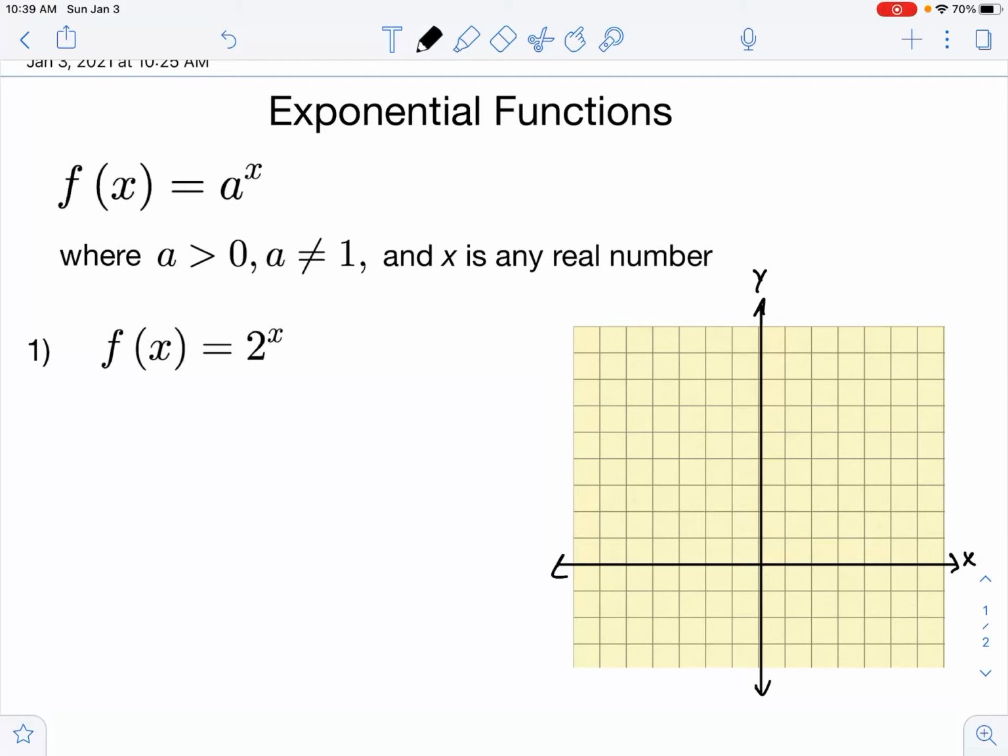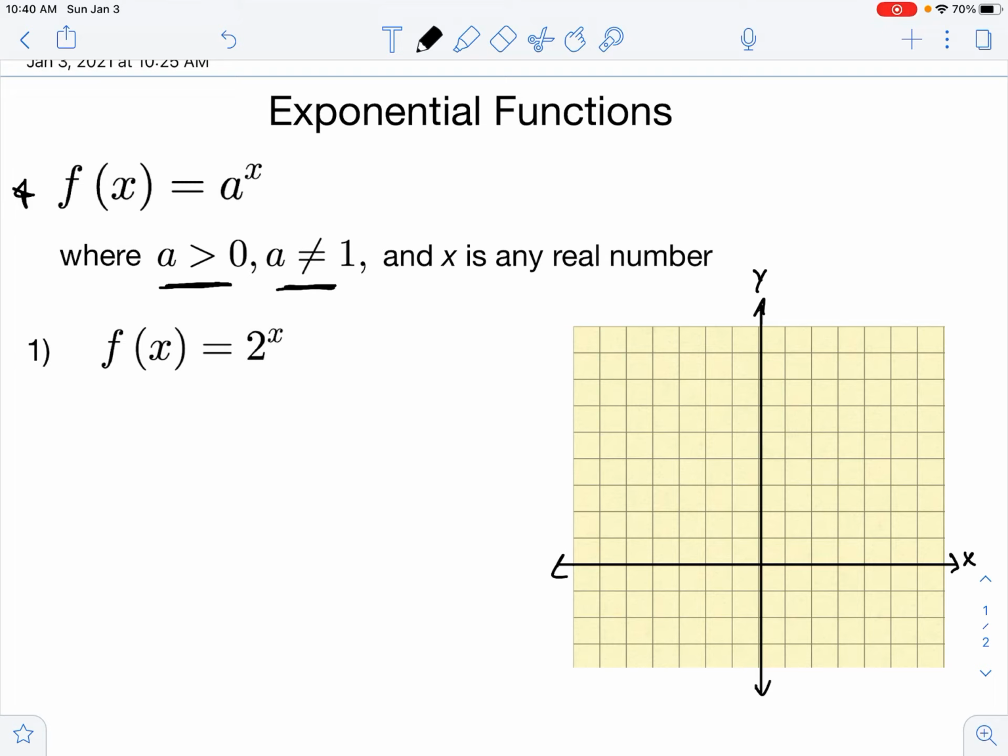All right, guys, so we're going to talk about exponential functions. So what you can see here is we have an exponential function f with a base a. So f of x is equal to a raised to the x. And you see that a has to be greater than 0, a cannot be equal to 1, and x is any real number.